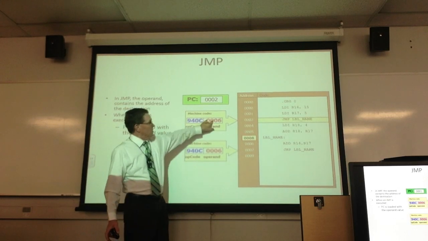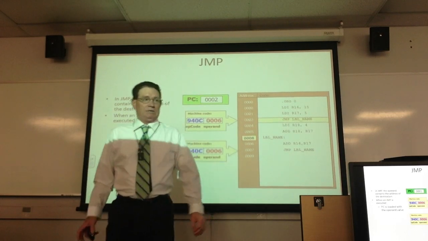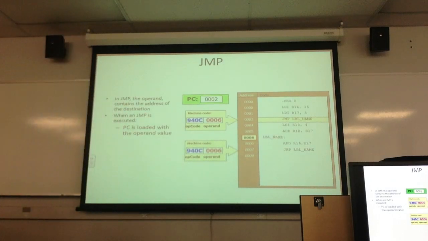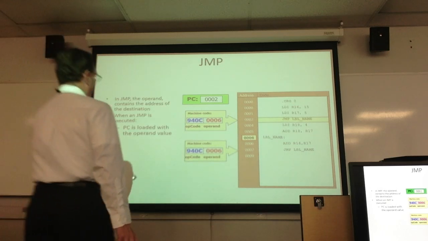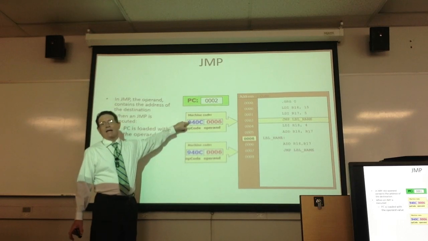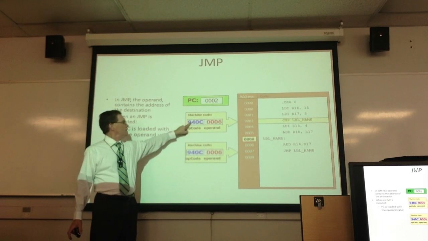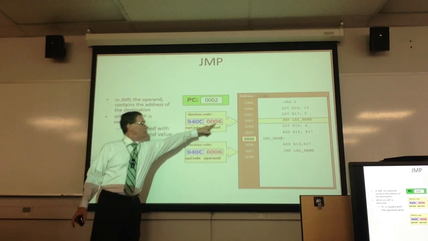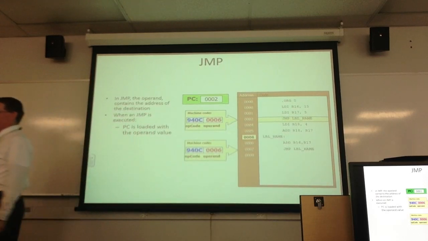Now, how many bits does a jump instruction take? 32 bits. Because look at it. How many bits is this? Well, 9 is 4, 8, 16. There are 32 bits.